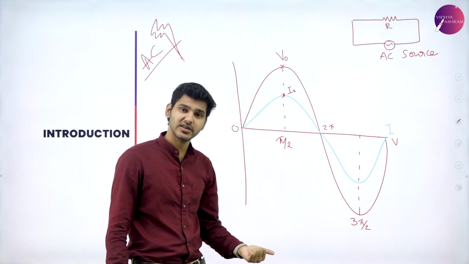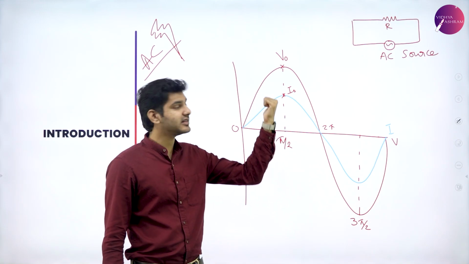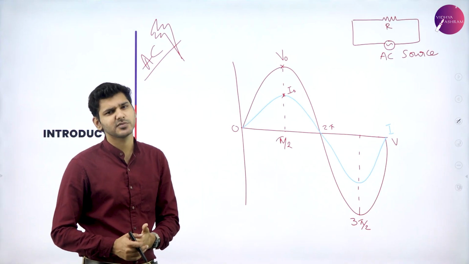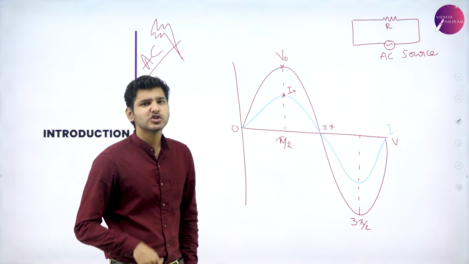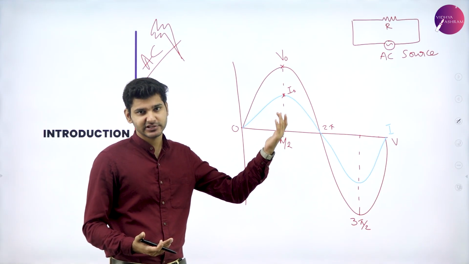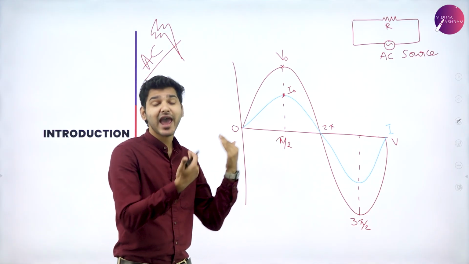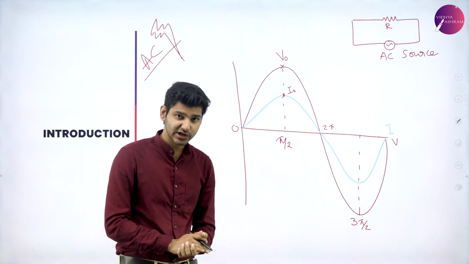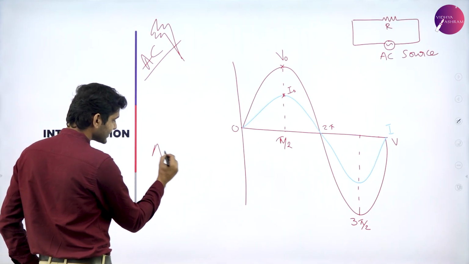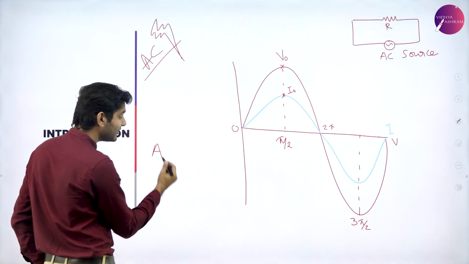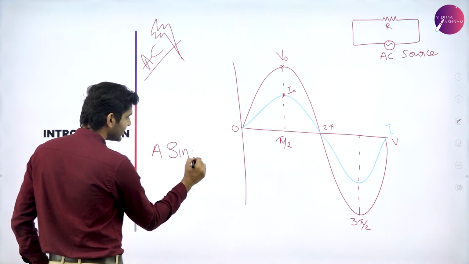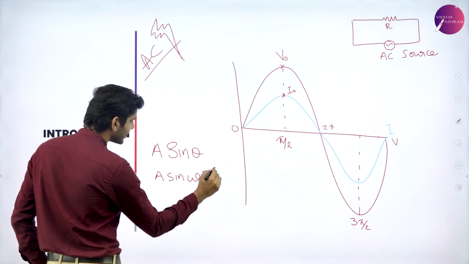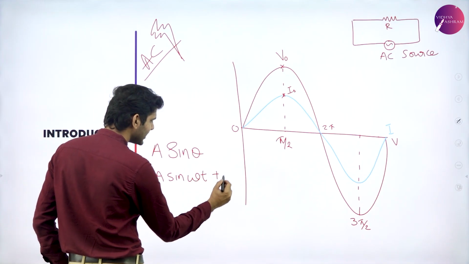So V naught indicates maximum displacement in that particular wave for voltage, and I naught indicates maximum displacement for current. So why did we take the maximum displacements? That is because we need amplitude to represent a wave as a wave function. We know that any wave can be represented as A sine theta, or simply A sine omega t, and if there is a phase difference you can add the phase difference also.